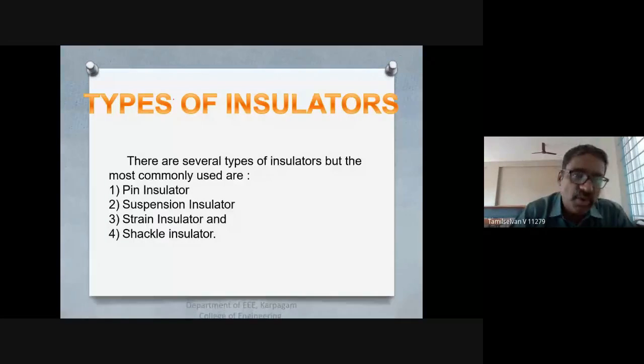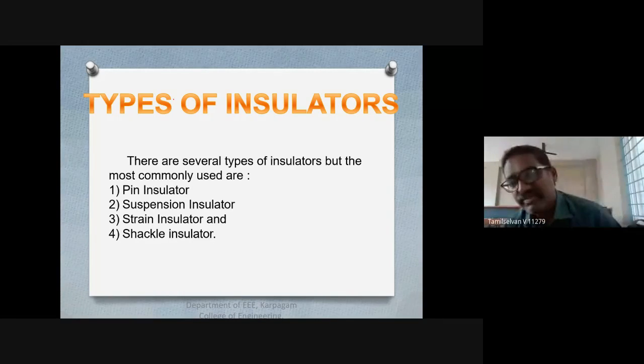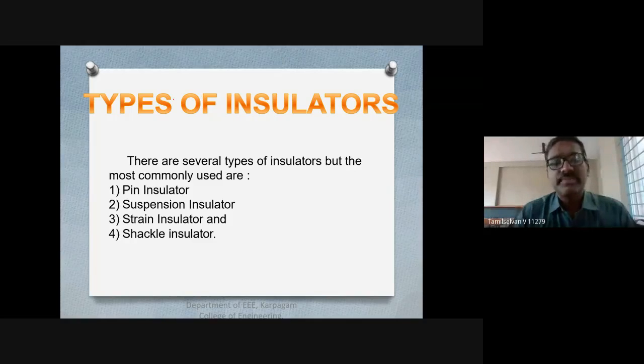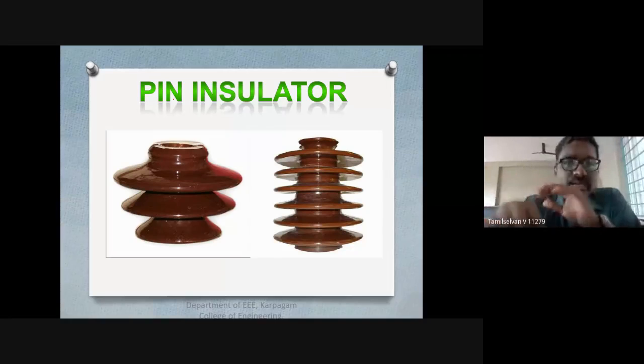The most common insulator we use is porcelain. We can use glass also, but porcelain is the most used insulator in our overhead transmission line. The most commonly used types are the pin type, the suspension type, the strain insulator, and the shackle insulator. We'll see the different types of insulators one by one.